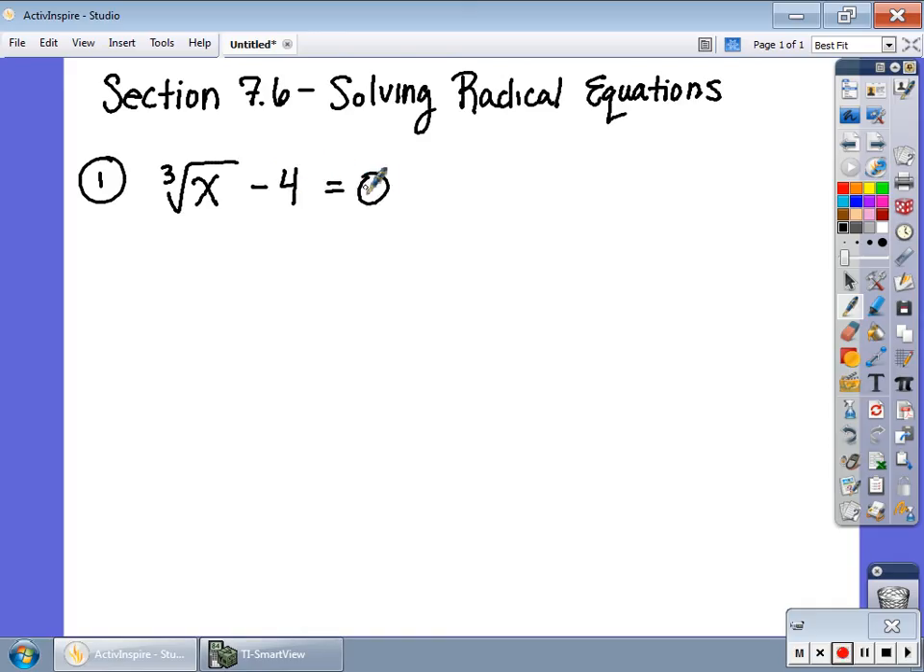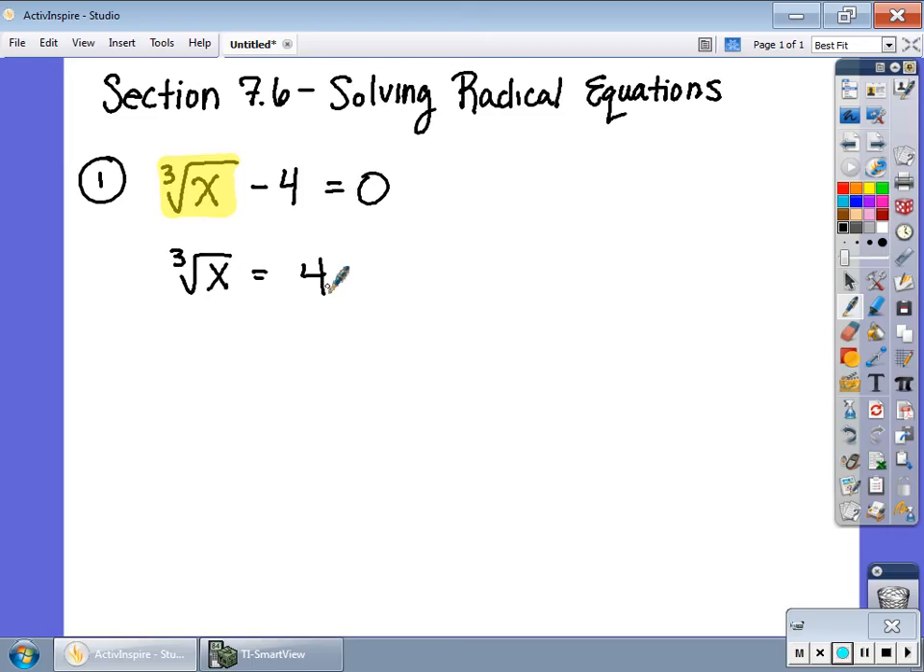Okay? And as we would solve a normal equation, what you want to do is get the variable all by itself. And I see that right here. This is the cubed root of x. We want to get this piece right here all by itself. Okay, so right now I have a subtract 4, and we need to do the opposite. We're going to add 4 to both sides. So we'll have the cubed root of x is equal to 4.